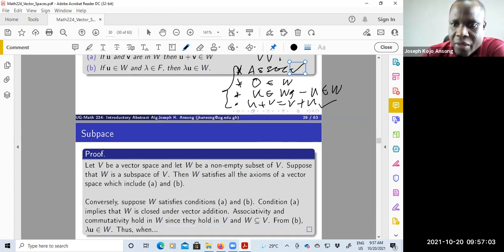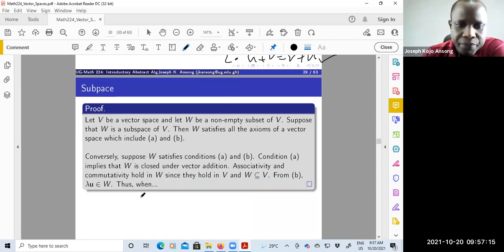Okay, so the other ones we need to check are this and this: that the zero element, the identity element, is in W, and that there's an inverse. Once that is true, then we can conclude that we have an abelian group in W. Okay, good.